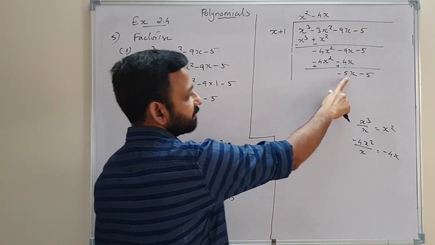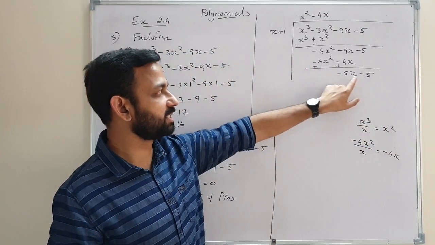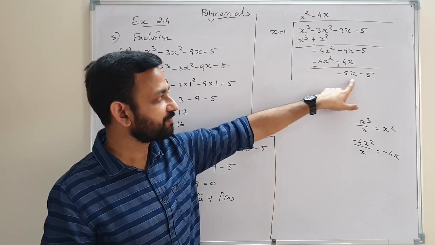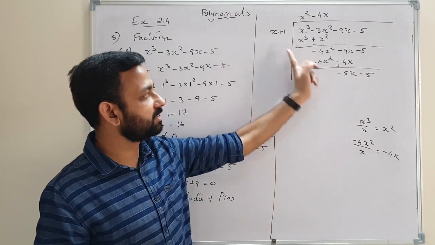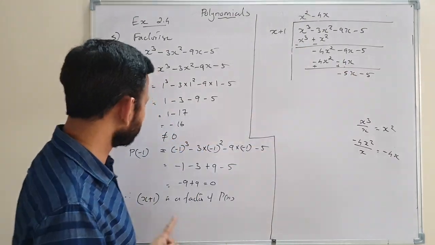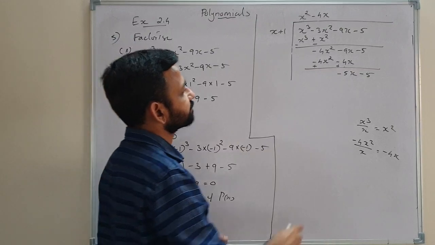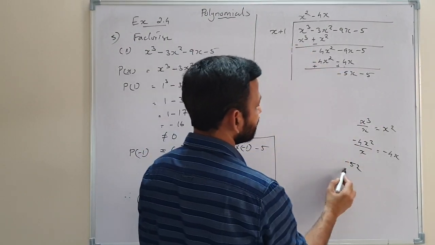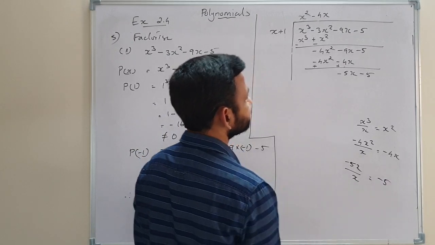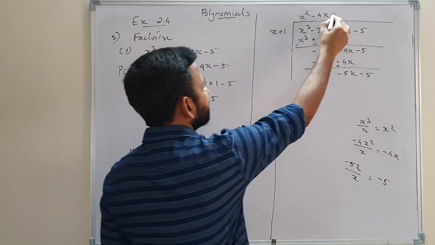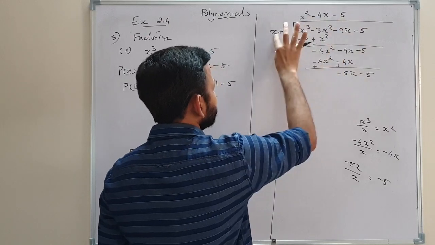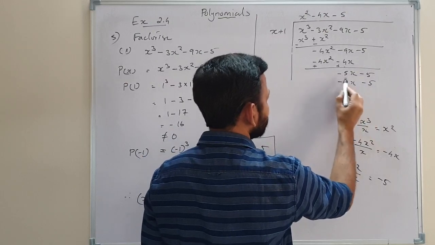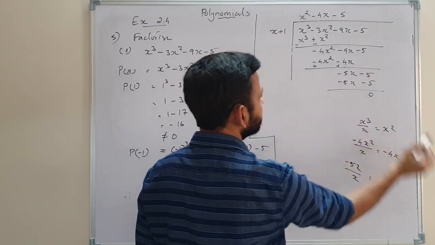Again we will do division. We continue the division till we get the remainder 0, or the degree of the remainder is less than the degree of the divisor. Here we will get 0 because x plus 1 is a factor. Then minus 5x, first term divided by first term, minus 5x upon x, that is minus 5. So we write minus 5. Minus 5 into x is minus 5x, and minus 5 into plus 1 is minus 5. Same expression, so the remainder will be 0.